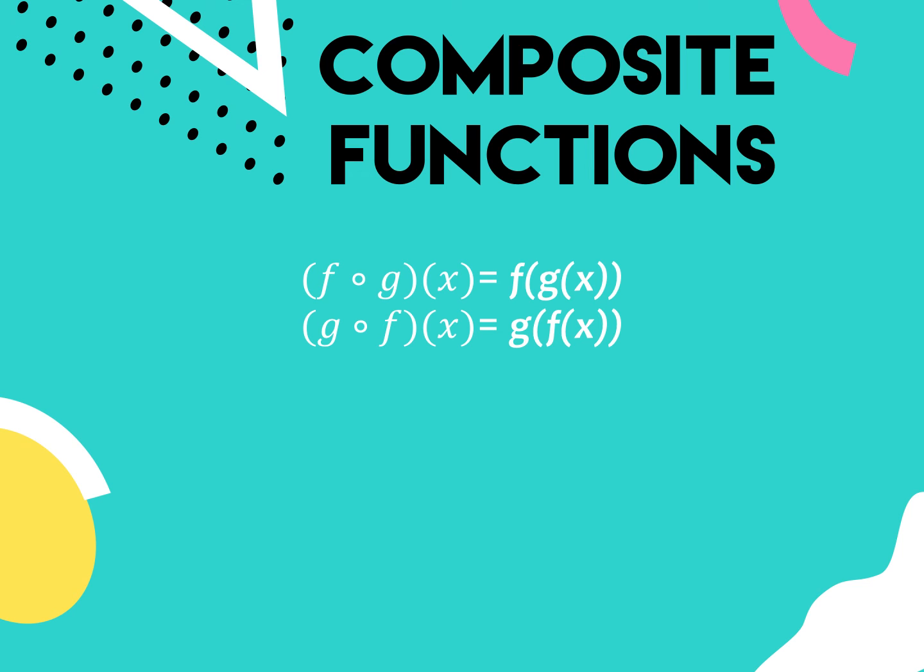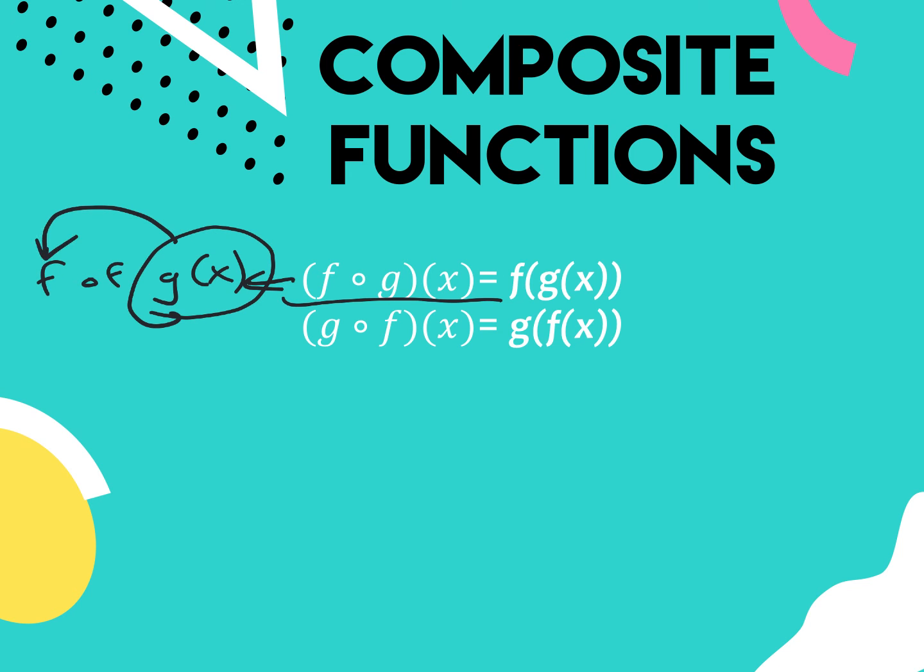But it is different from multiplication. So that open dot is not the same as multiplication. It does not say take f and multiply it times g. What it says is in words, f of g of x. So f of g of x means I take the g of x and I plug it into the f of x. So whatever's on the right or whatever comes last, that's the thing you're going to plug into the one on the left.